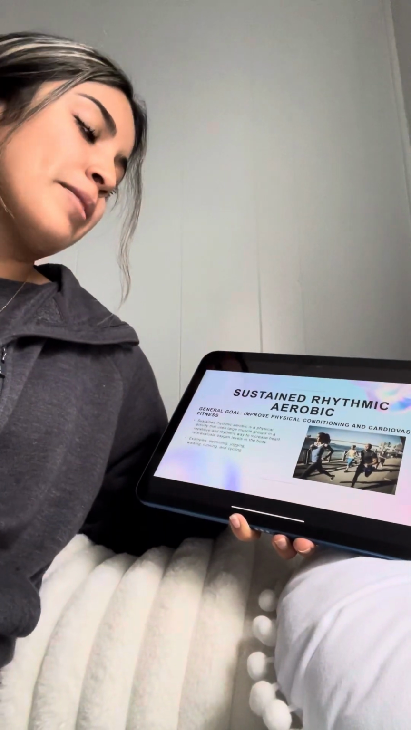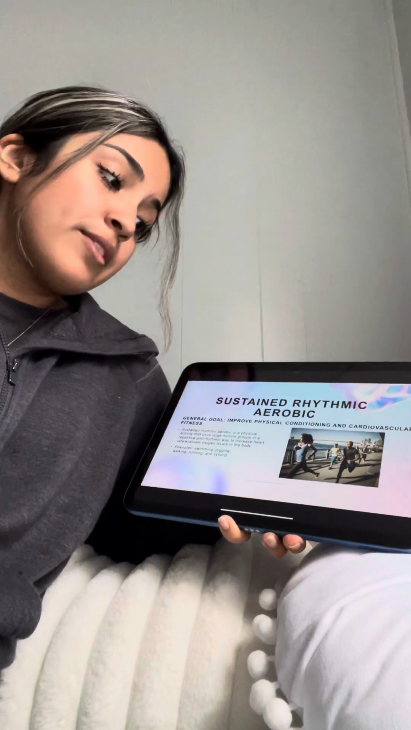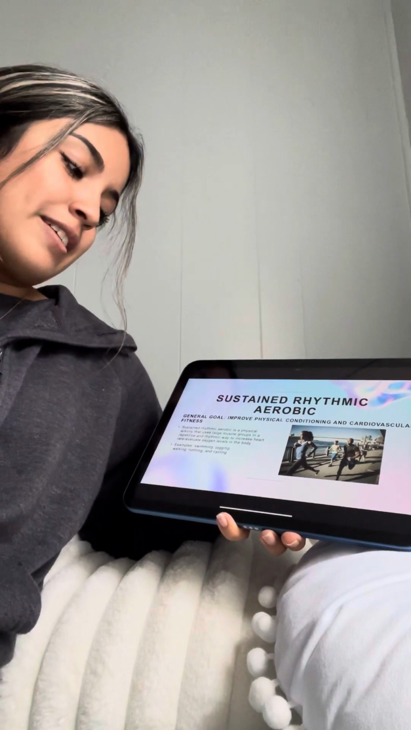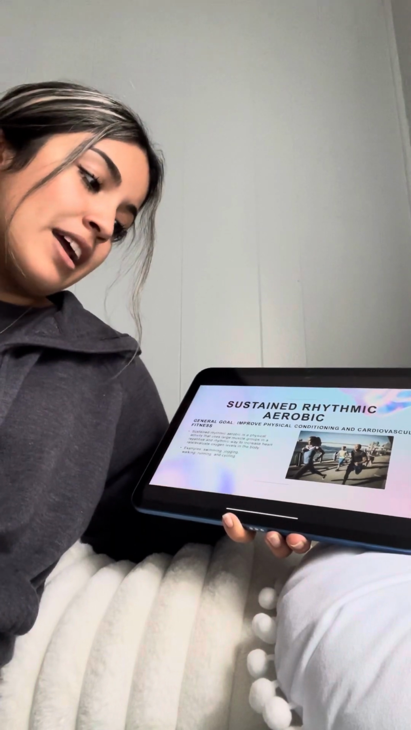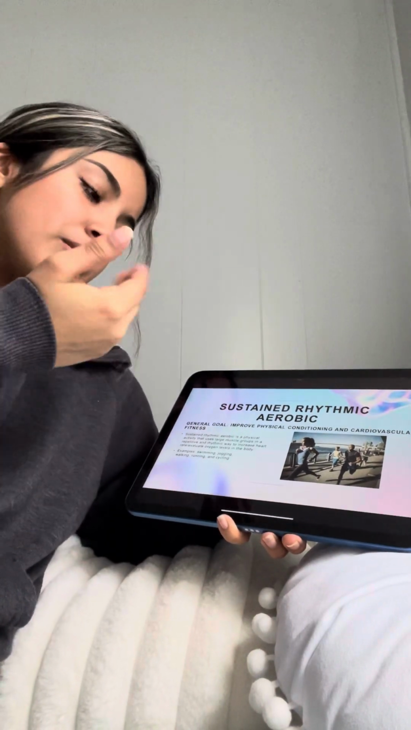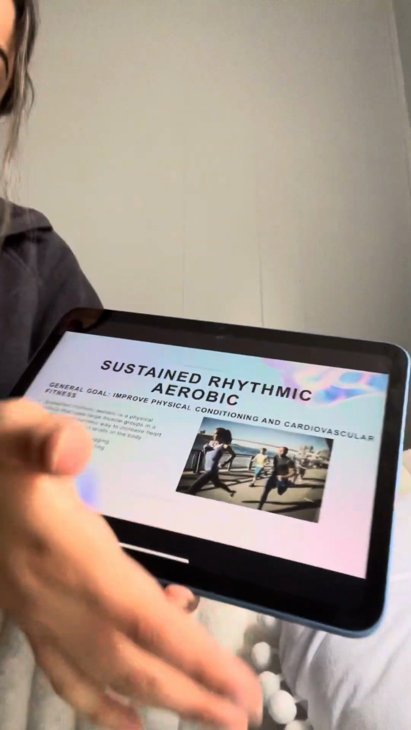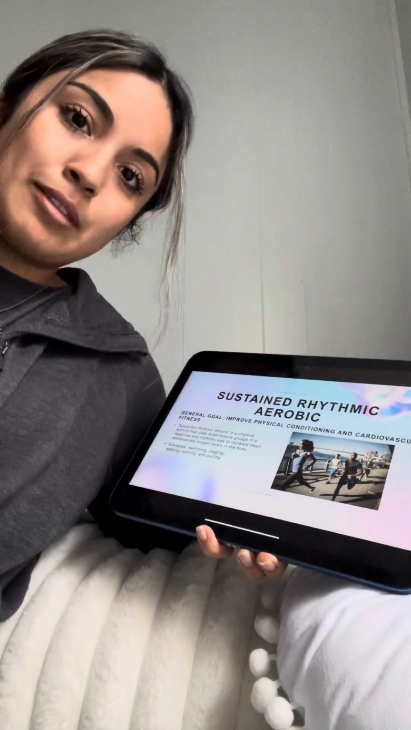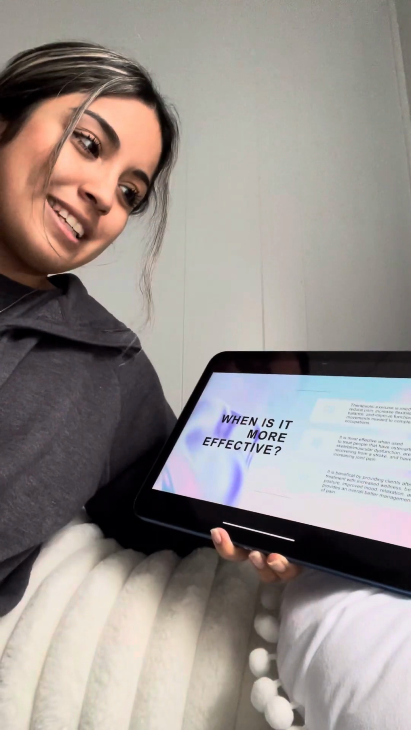Okay, so the next type is sustained rhythmic aerobic. The general goal is to improve physical conditioning and cardiovascular fitness. It is a physical activity that uses large muscle groups in a repetitive and rhythmic way to increase heart rate and elevate oxygen levels in the body. Examples of this include swimming, jogging, walking, running, and cycling. In this image here, we see people jogging, which is perfect for sustained rhythmic aerobic exercises.